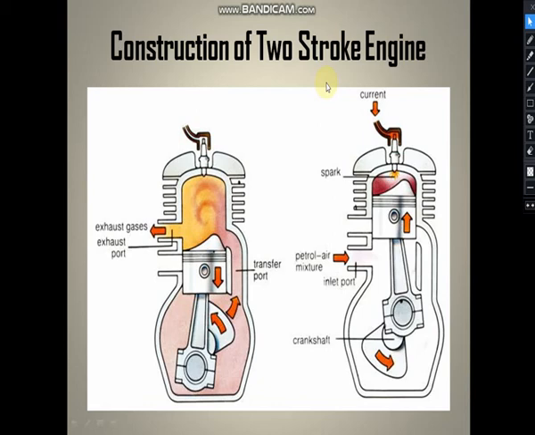So the major thing is that in the 2-stroke engine, if we use valves, then it is very difficult to operate the valves very rapidly or quickly as compared to the 4-stroke engine. So that's why we are using ports here.